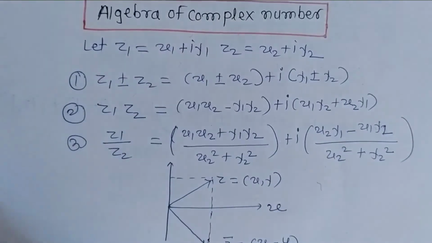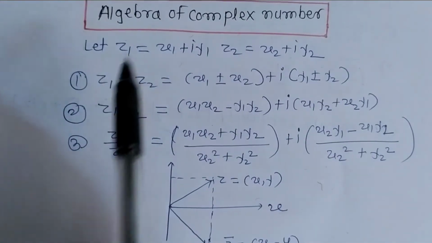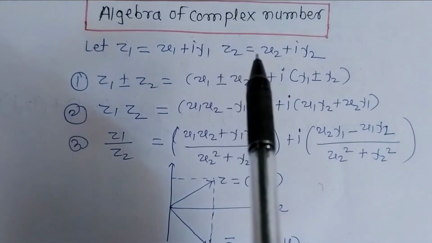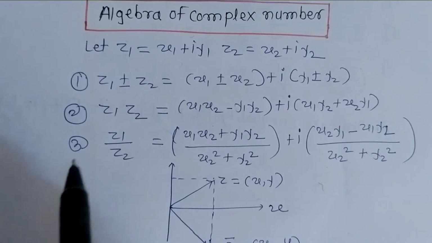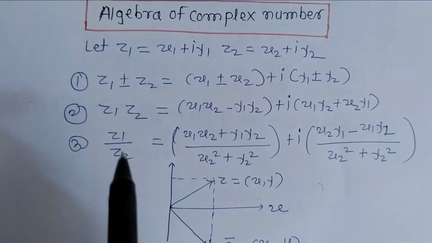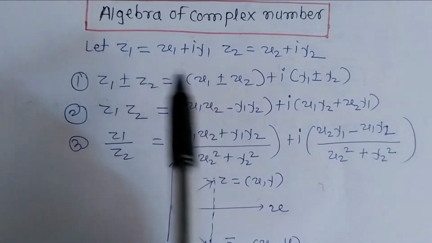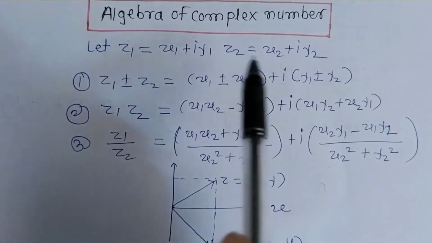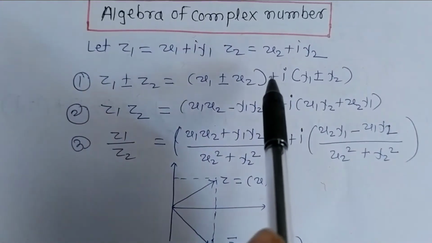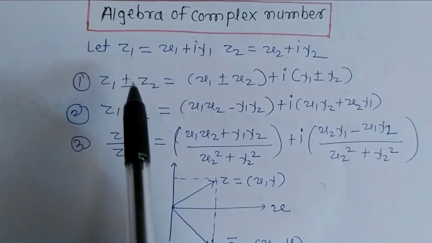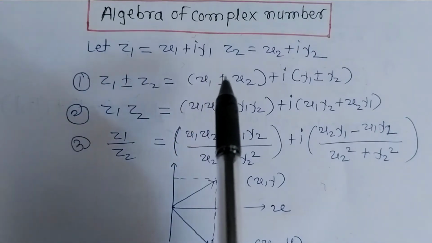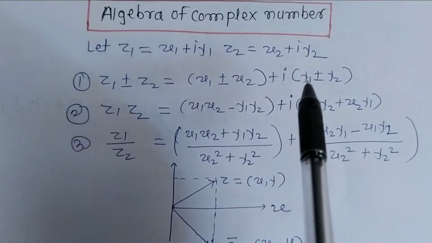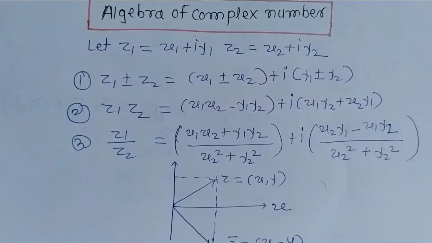Algebra of complex numbers. Let the complex number z1 be equal to x1 plus iy1 and the complex number z2 be equal to x2 plus iy2. Then how can we write z1 plus or minus z2? We write it as (x1 plus or minus x2) plus i times (y1 plus or minus y2).